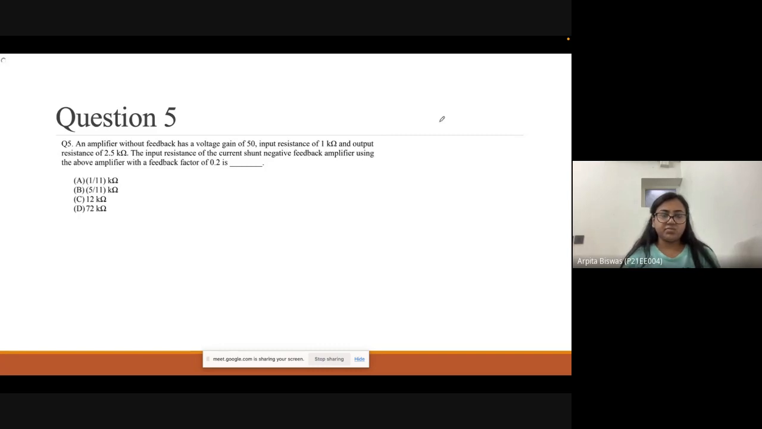At first see what values are given here. An amplifier without feedback has a voltage gain. So gain A is given. And the input resistance value is also given. Ri is 1 kilo ohm, and the feedback factor value is given. This beta is 0.2. So here we have to find out the input resistance of the shunt negative feedback amplifier. So try.